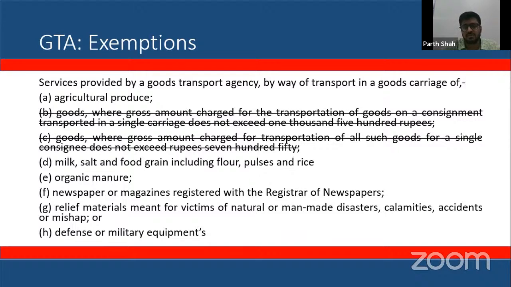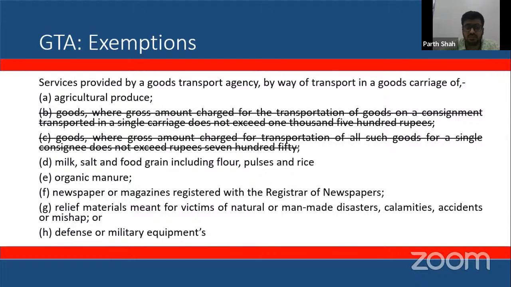Similarly, say for example the GTA is taking goods for 10 people together from point A to point B, and from each of the individuals he is charging 500 rupees, which is less than 750, which is prescribed in the law. If that be the case, even then for each consignee the tax was not required to be paid, because there was an exemption up to 750 rupees.